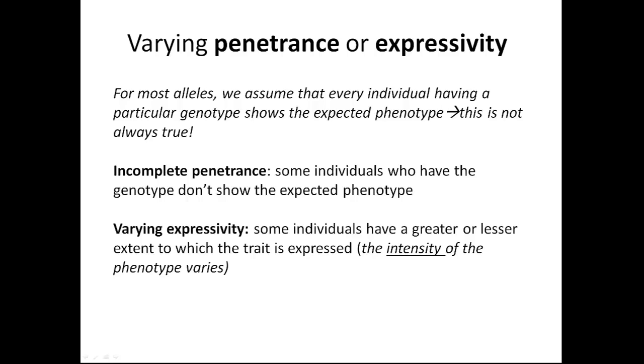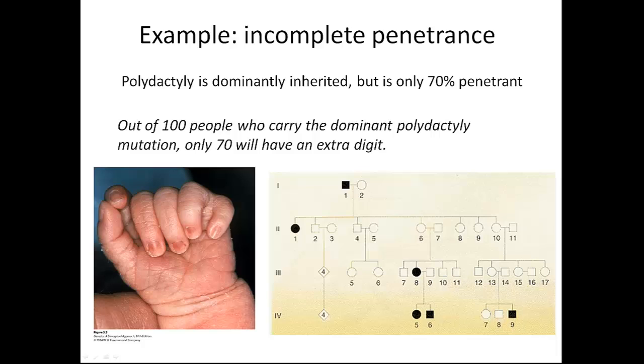And so there's something called incomplete penetrance, where some individuals who do have the genotype do not show the expected phenotype. There's also something called varying expressivity, where individuals with the same genotype have more or less expression of that phenotype. So an example of incomplete penetrance is polydactyly, and we know now that polydactyly is actually dominantly inherited. However, only 70% of the people who have that dominant polydactyly allele will actually show the polydactyly phenotype.